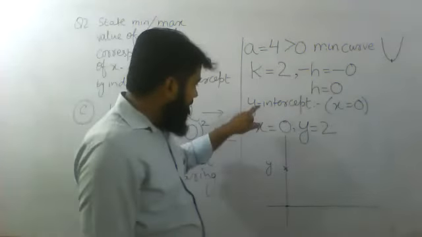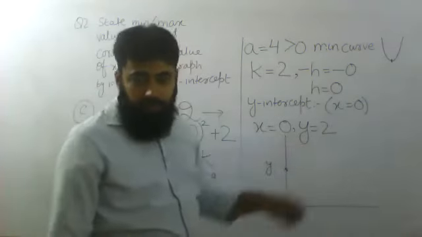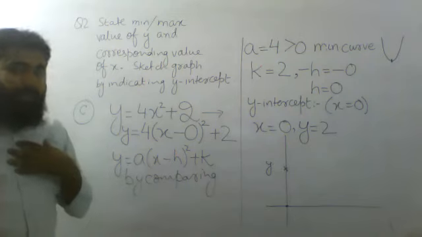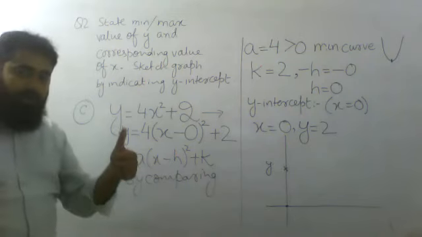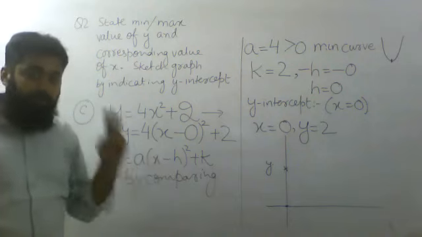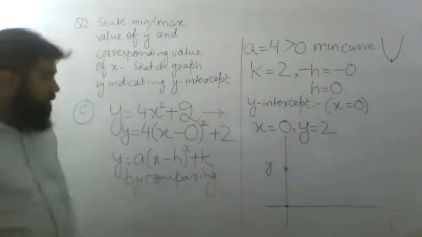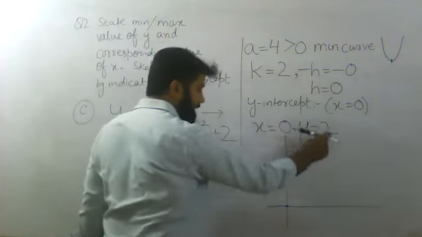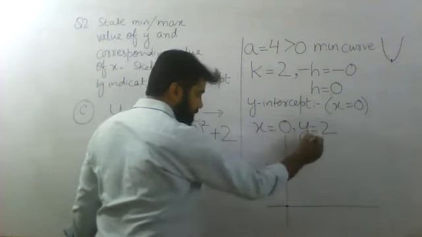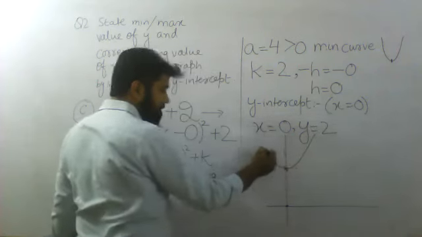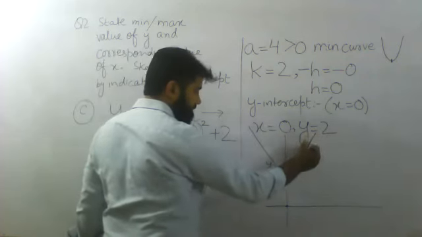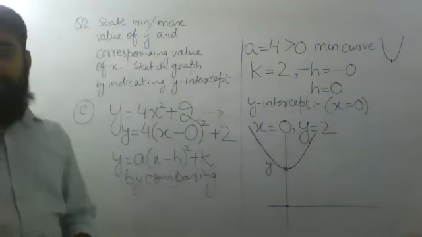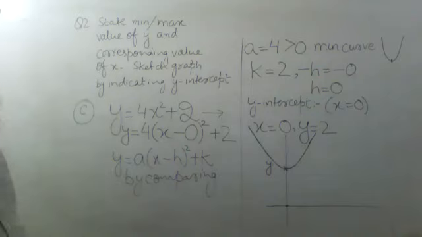Now, the y-intercept is also 0 and 2. So in this case, when the h value is not given and you are making it yourself, always remember that the turning point and y-intercept will be at the same position. So this is 0 and this is 2. I will just draw my curve like this. And that is the requirement which we have fulfilled.